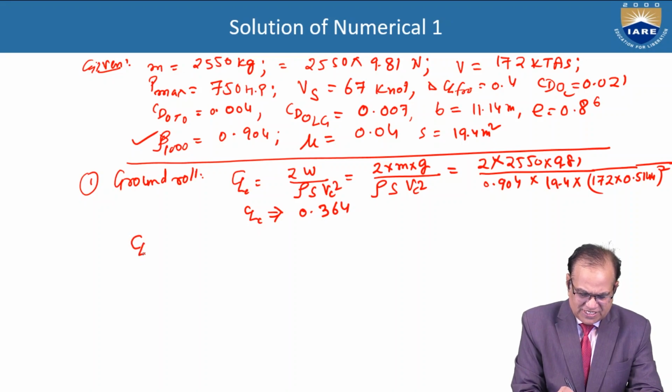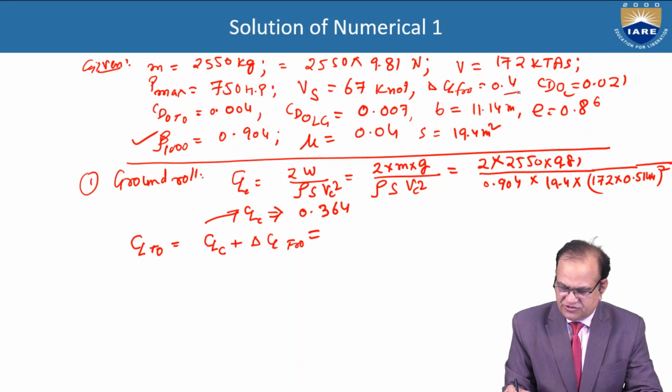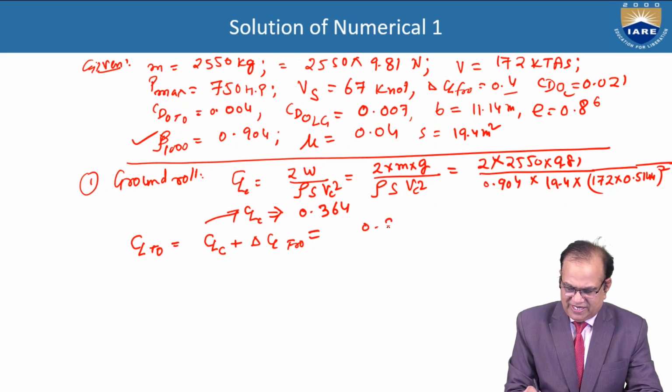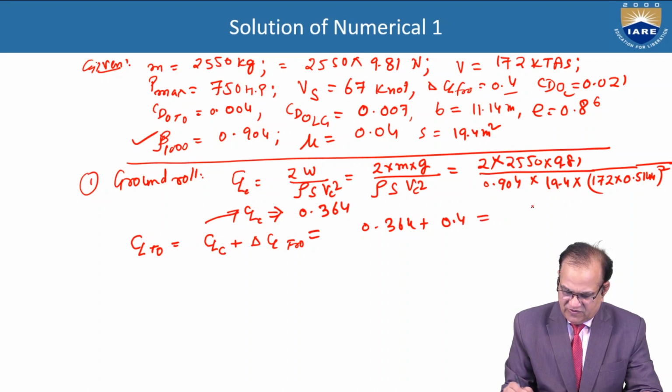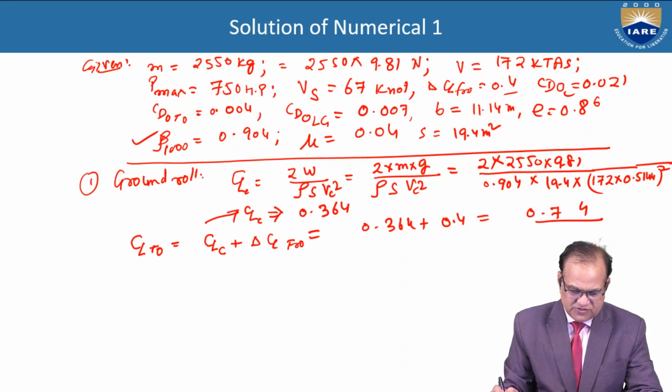Now we have to find out the CL for the takeoff. And this CL of the takeoff is equal to CL cruise plus delta CL flap takeoff. CL cruise we have just found, and delta CL flap takeoff is already mentioned, 0.4. So 0.364 plus 0.4, if we add it, we will get 0.764. This we got as the CL of takeoff.